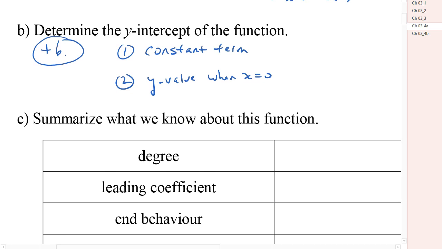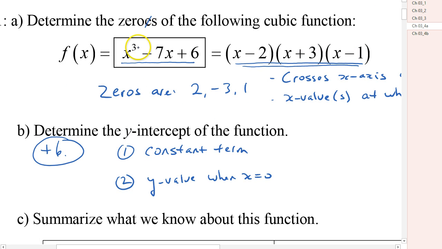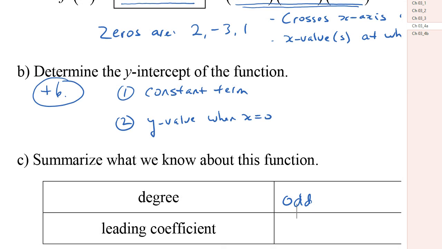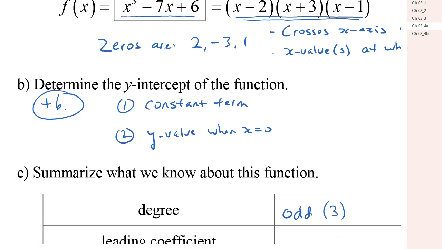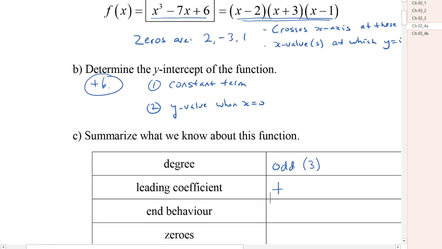Summarize what we know about this function. Well, first of all, the function is odd. Not odd as in funny looking, but odd as in the fact that this is of degree 3. So I'm going to say odd. I'll put in parentheses 3 to say that it is of degree 3. The leading coefficient is this 1 here. It's a +1. So I'm going to say it is positive. Maybe I'll just shrink this down so we can keep track.